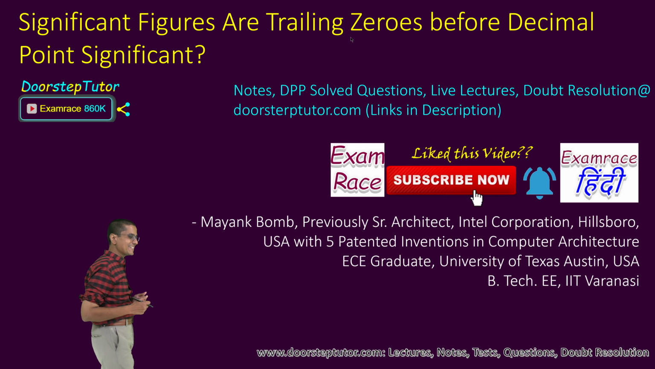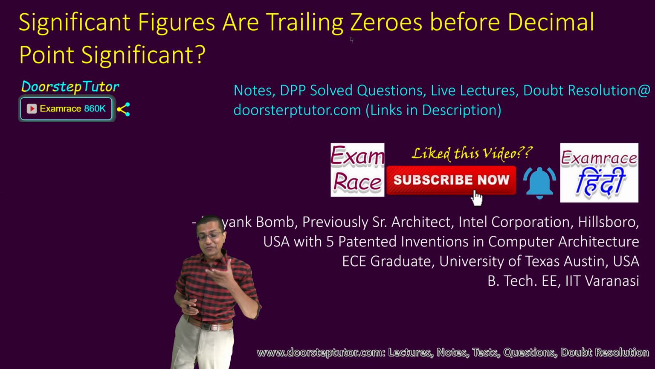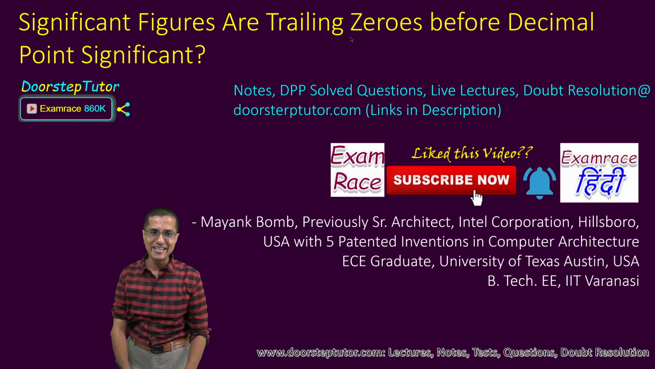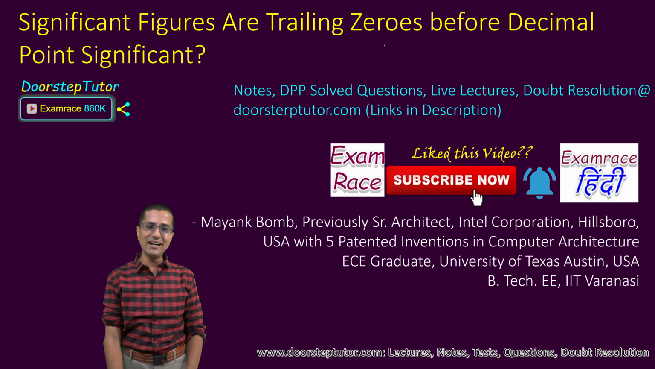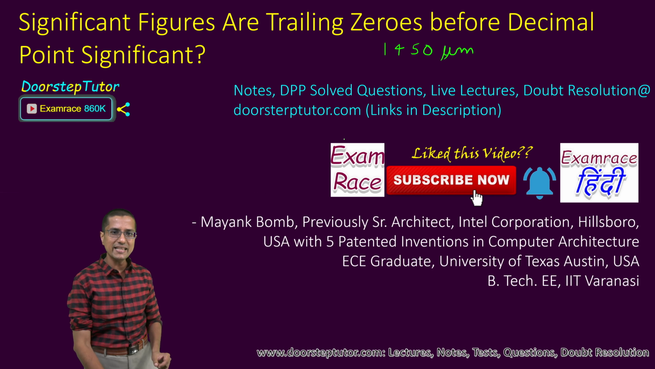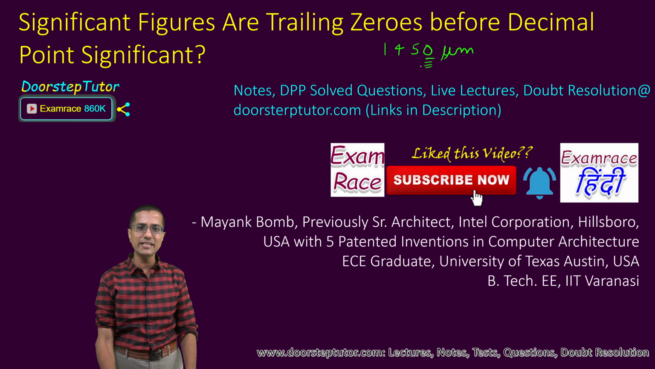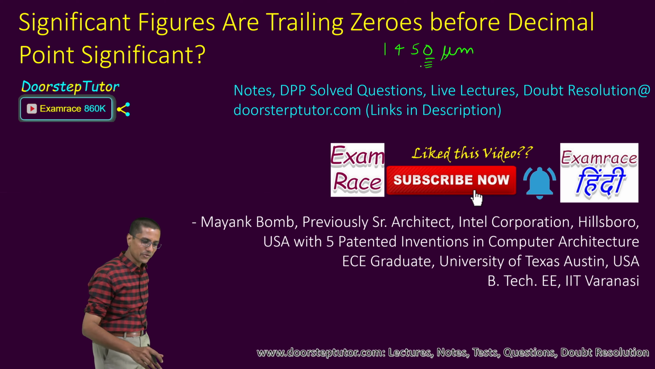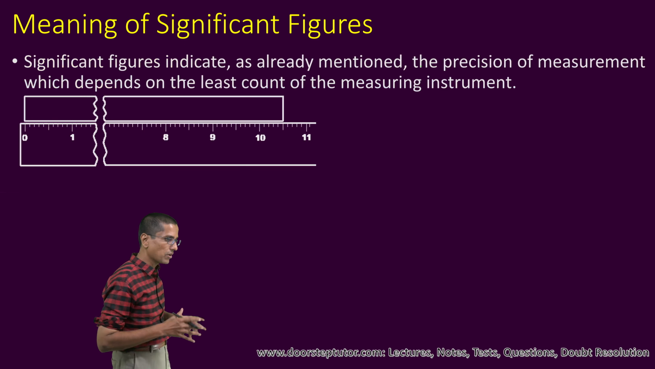Now this is a confusing question for a lot of the students. So if I am given a measurement such as this, for example, if I write something like 1450 micrometer, okay, so this is given in micrometers. Now if I'm given a measurement like this, then is this 0 actually significant? This is what we'll try to understand in this small lecture.